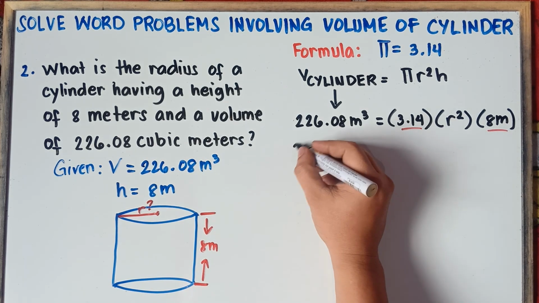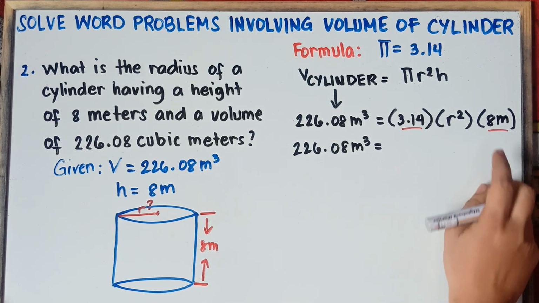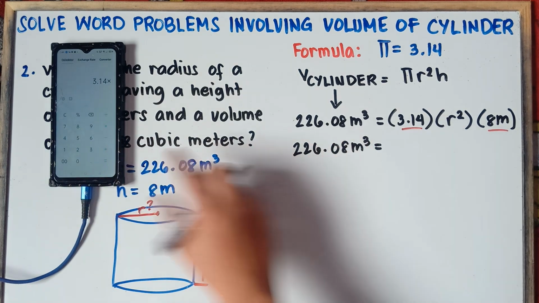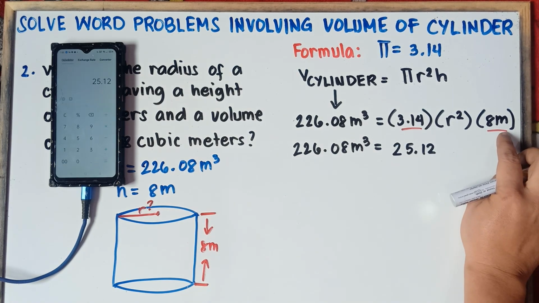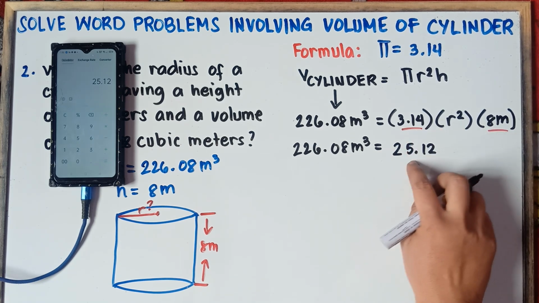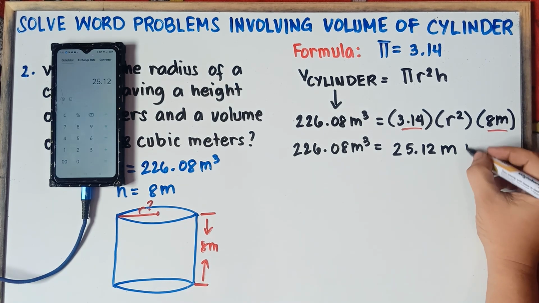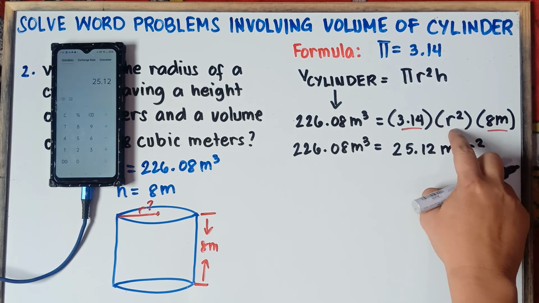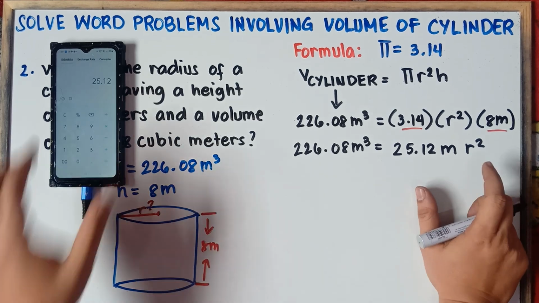So simply copy the volume, 226.08 cubic meters. And then multiply this one. Use your calculator, 3.14 times 8. The answer is 25.12. Do not forget the units class, meters. So 3.14 times 8 meters is 25.12 meters. And then simply copy r squared. Once again class, 3.14 times r squared times 8 meters, the answer is 25.12 meters r squared.